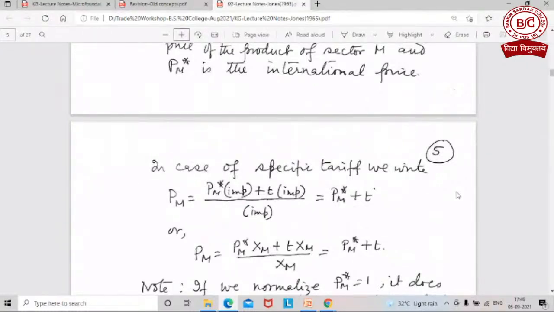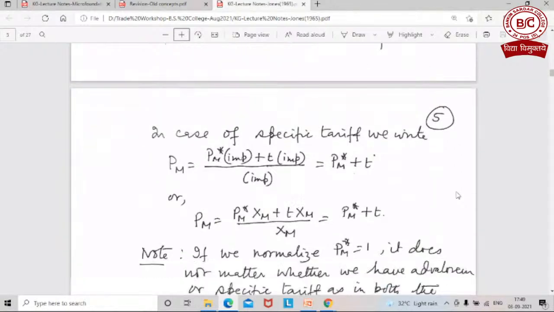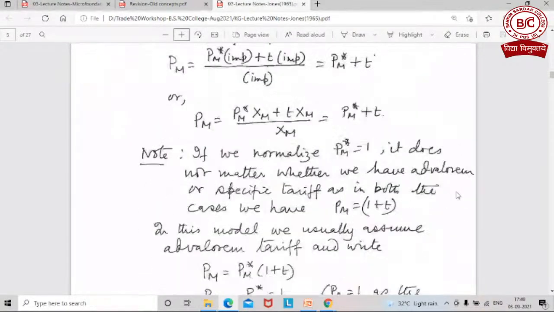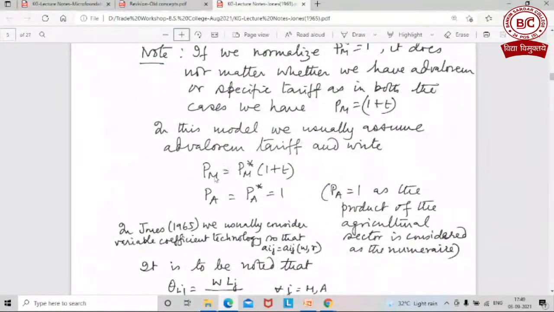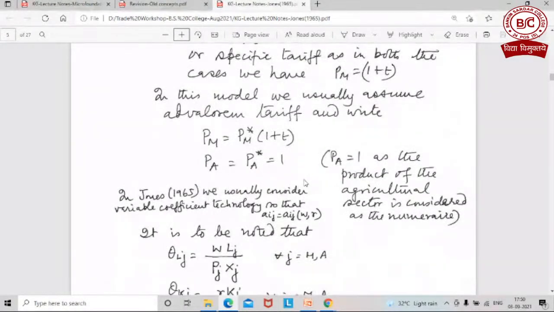Is it okay to everybody? Yes, sir. This is very important. So here we have assumed PA equal to PA star equal to 1, and PM equal to PM star into 1 plus T, which is 1 plus T. So this is a very basic thing.